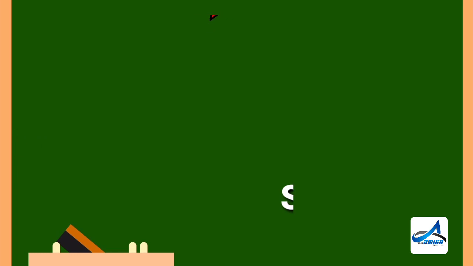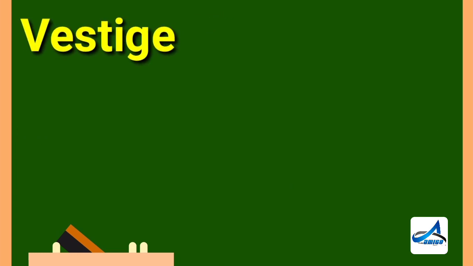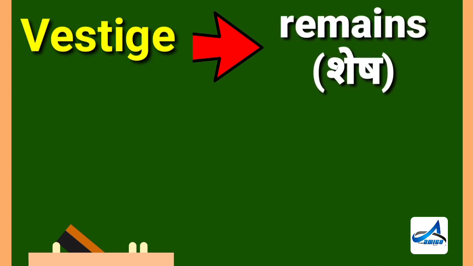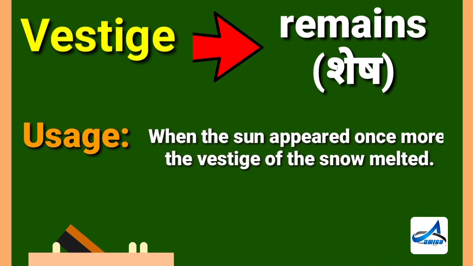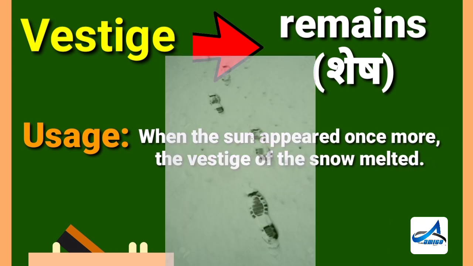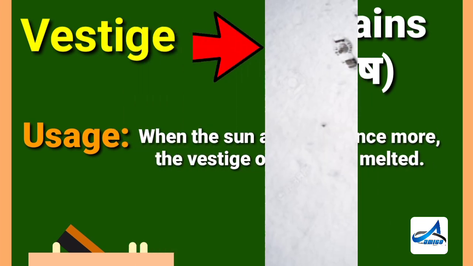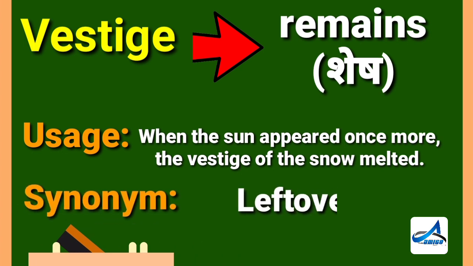The next word that I have for you is vestige. Vestige means remains. Its Hindi meaning is shesh. Now look at its sentence. When the sun appeared once more, the vestige of the snow melted. Its synonym is leftovers.